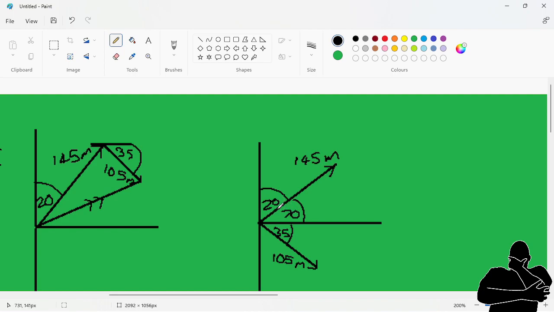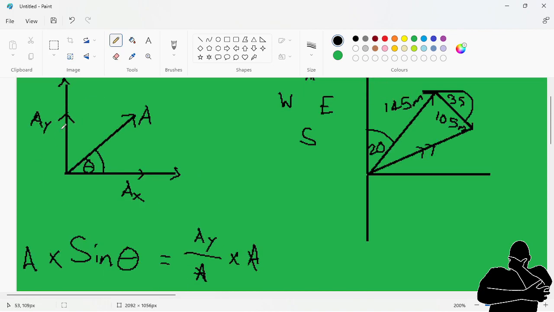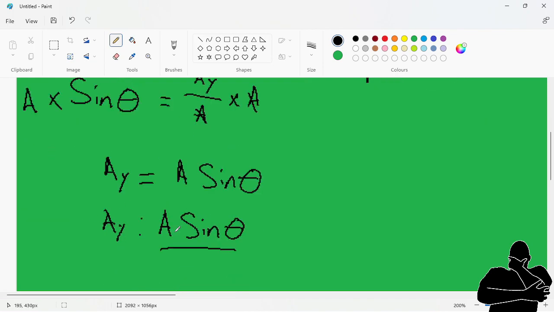Now the question wants us to find the northerly displacement of the jogger. How do we find that? We have to resolve both these vectors into their different components. To find the northerly displacement, we must take into consideration the vertical components of these two vectors, which is why I redrew the diagram, because getting the vertical components is going to be easier when the diagram looks like this. So as you can see over here, back over here, we wanted to find AY, which was the vertical component of A. How did we do that? We basically got A sine theta.